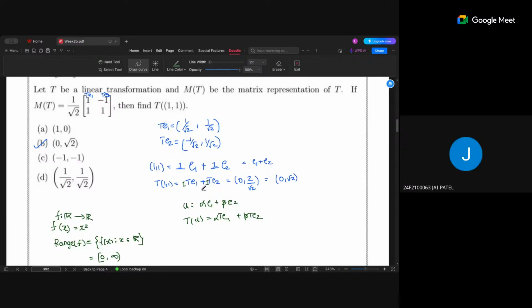Is that fine? But the answer is 0 comma root 2, where is this? What is TE1 here? Your TE1 is 1. Oh, okay, okay. I got it. Now I got it. I was not putting the value of T1 and T2. Okay. Fine. Substituting it, you will get it. Okay. Good.